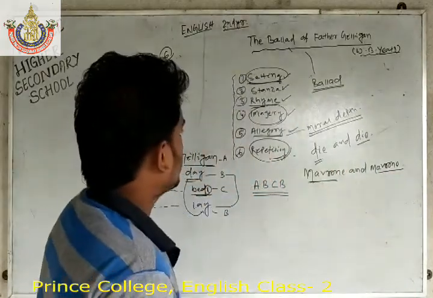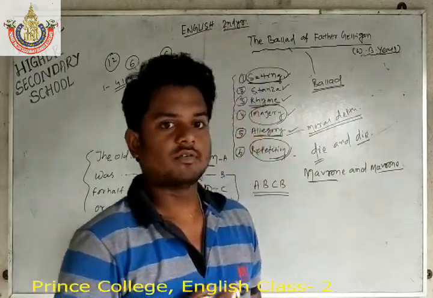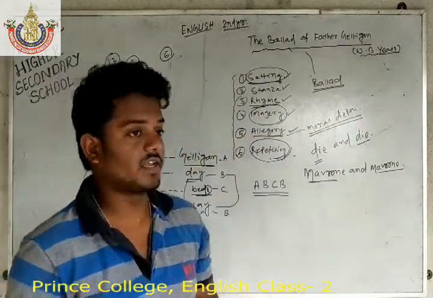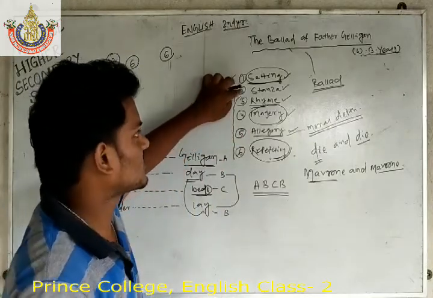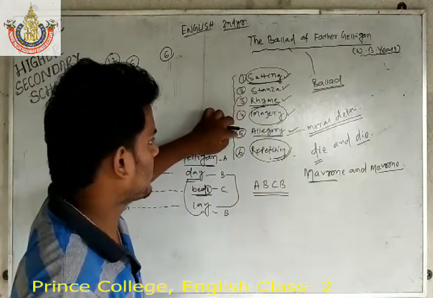So this is all about the poem The Ballad of Father Gilligan. The setting, stanza, rhyme, imagery, allegory.